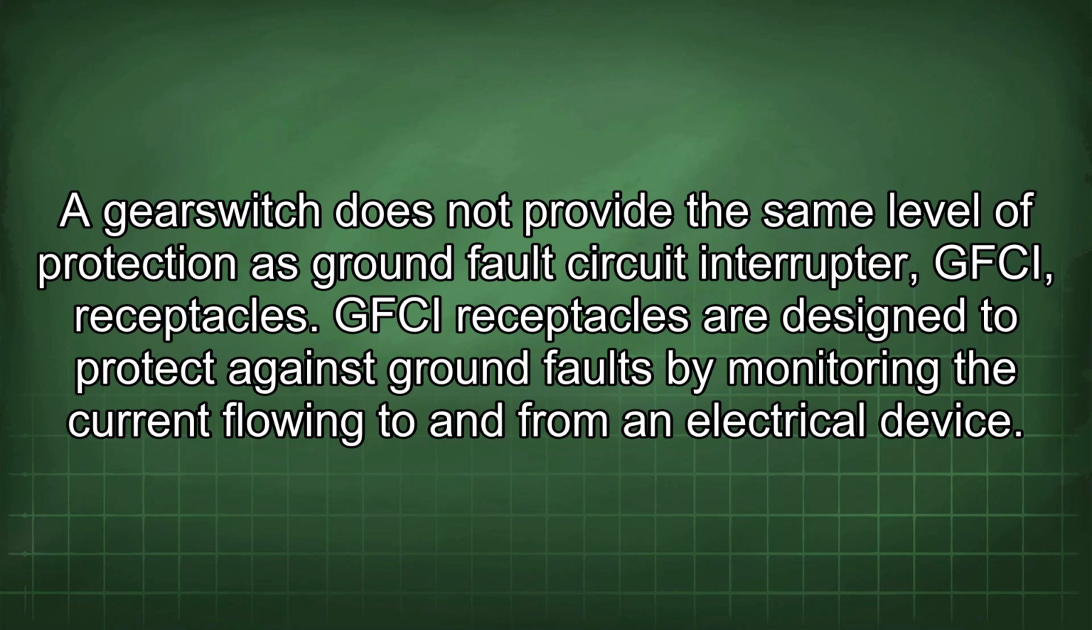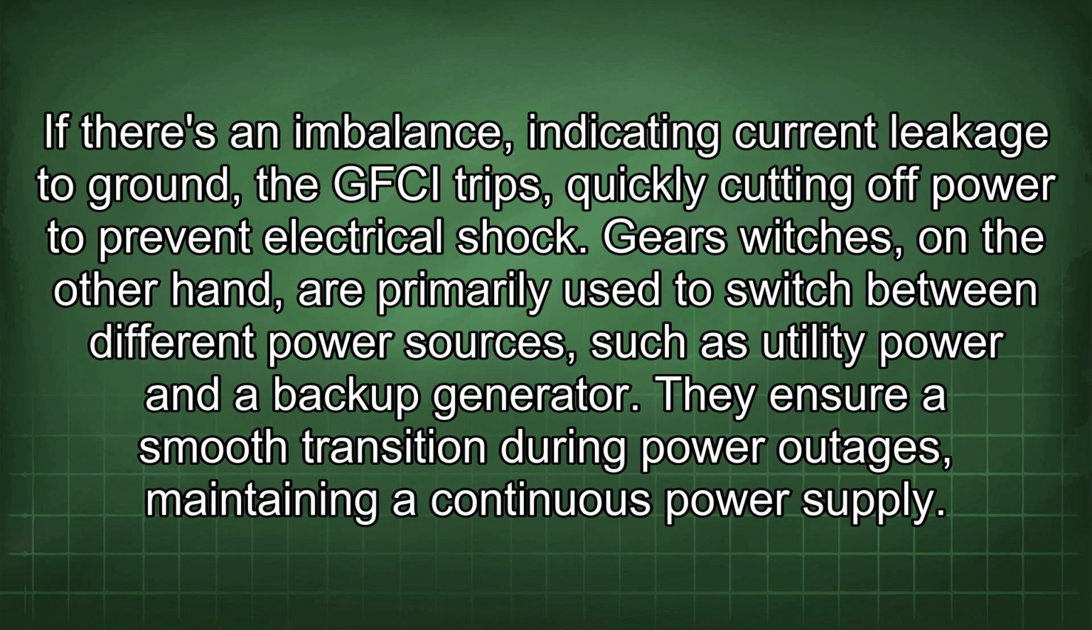A transfer switch does not provide the same level of protection as a ground fault circuit interrupter. GFCI receptacles are designed to protect against ground faults by monitoring the current flowing to and from an electrical device. If there is an imbalance, indicating current leakage to ground, the GFCI trips, quickly cutting off power to prevent electrical shock. Transfer switches, on the other hand, are primarily used to switch between different power sources, such as utility power and a backup generator.